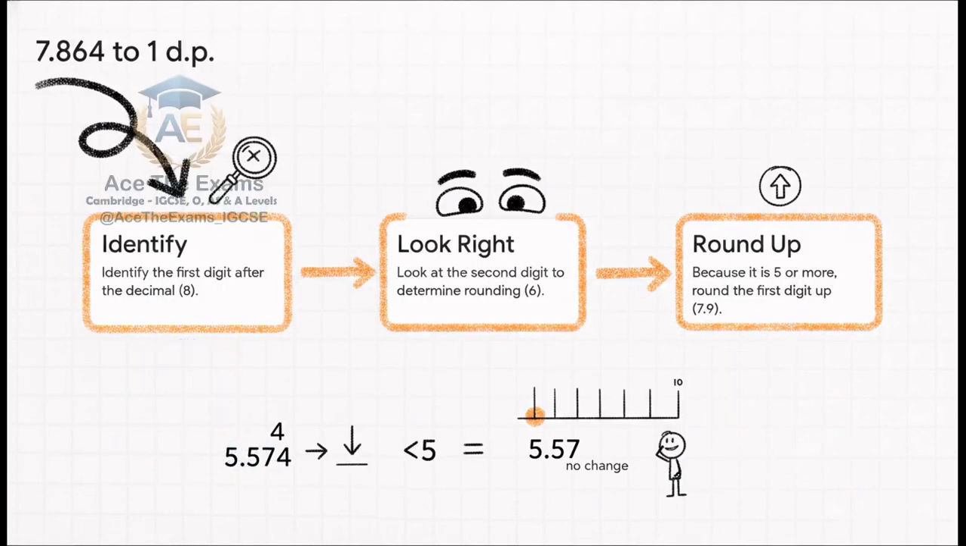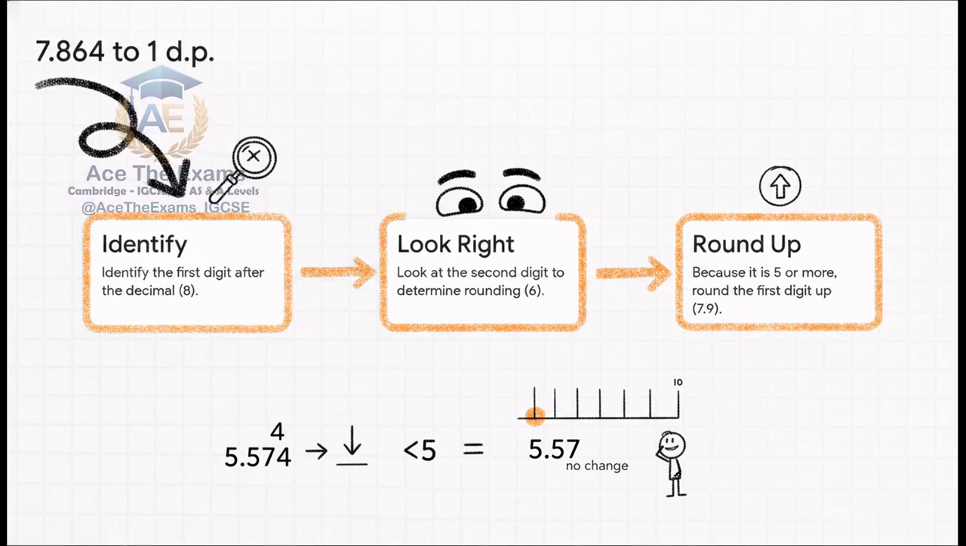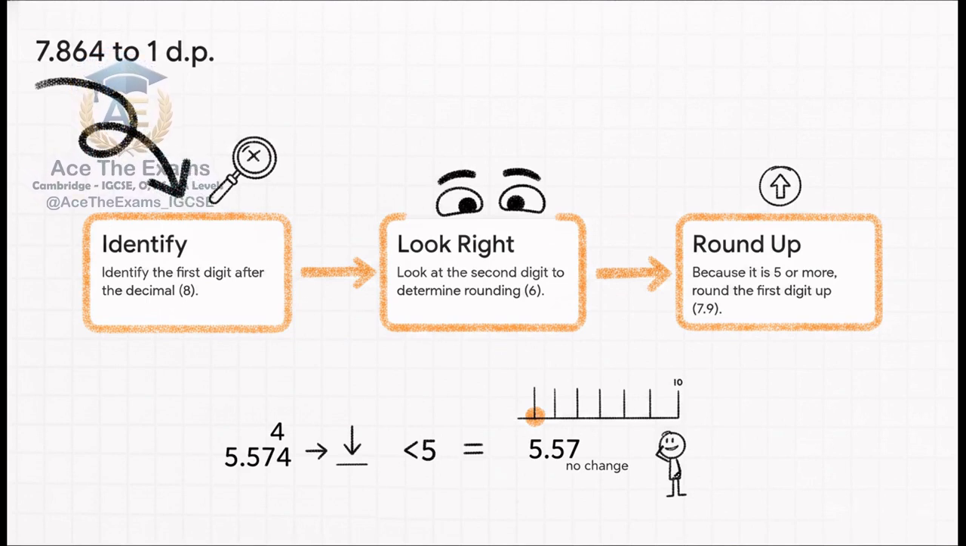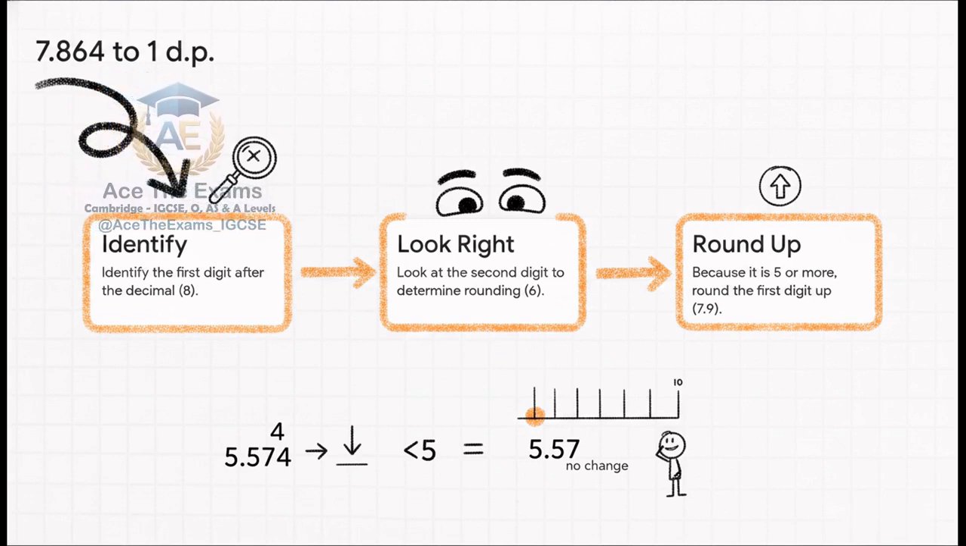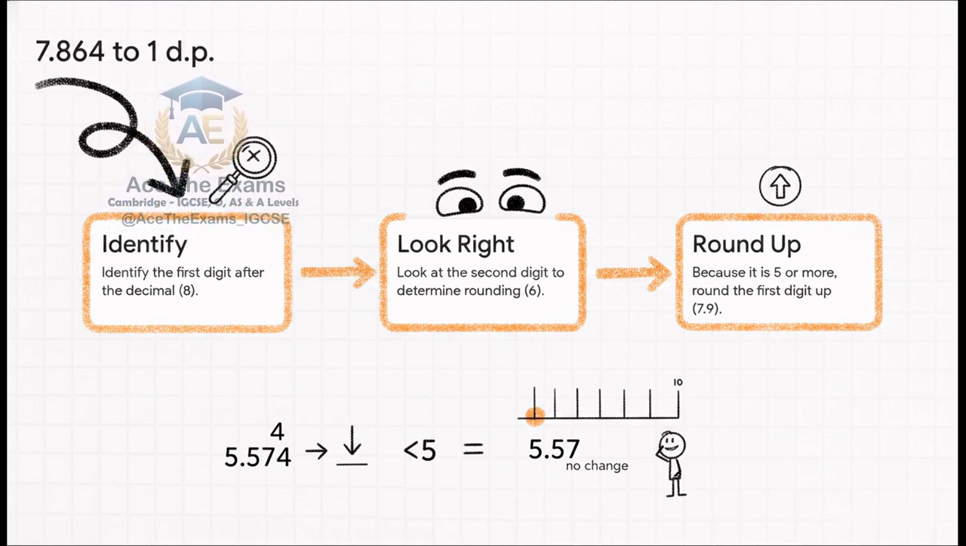Say the command on your exam says to write 7.864 to one decimal place. Step 1. Identify your target. That's the very first digit after the decimal point, the 8. Step 2. To figure out what happens to that 8, we look one single spot to the right at the second digit. That's a 6. Step 3. Because 6 is 5 or more, we trigger our golden rounding rule and round that first digit up. So 7.864 becomes a clean, tight 7.9.